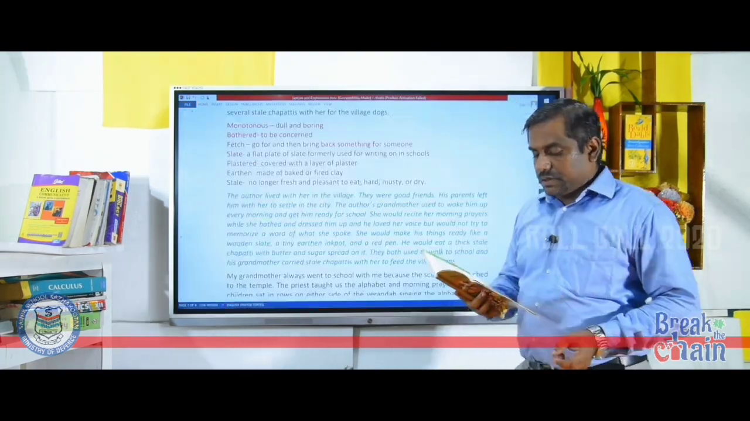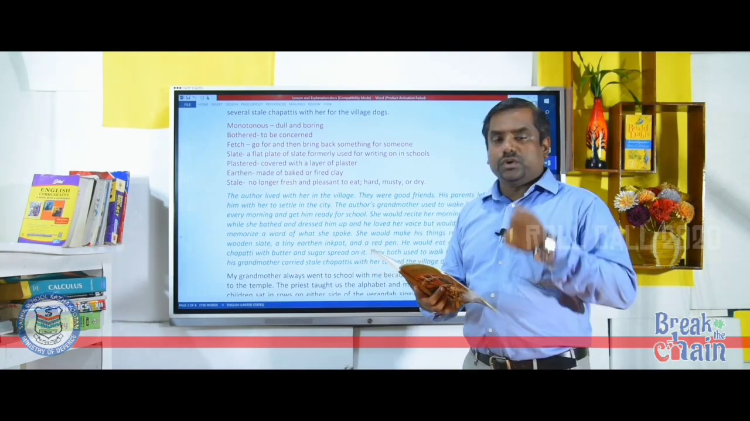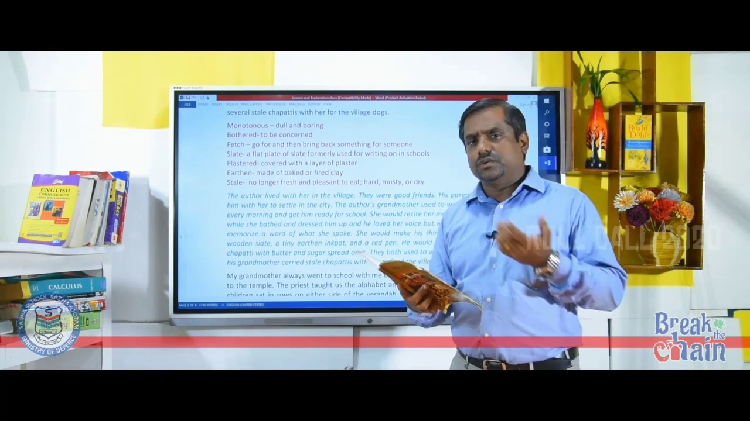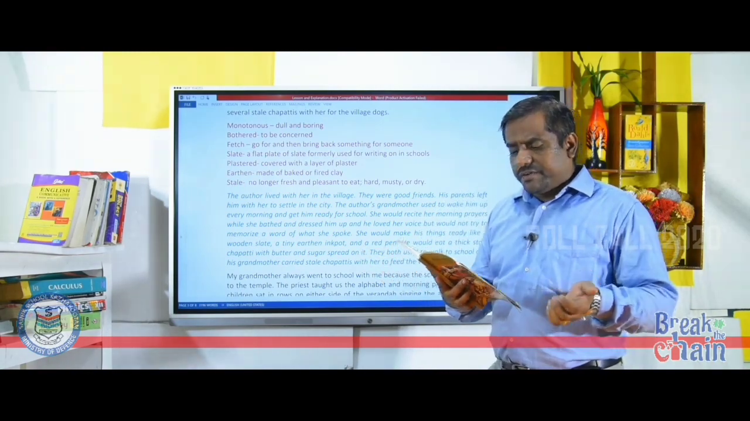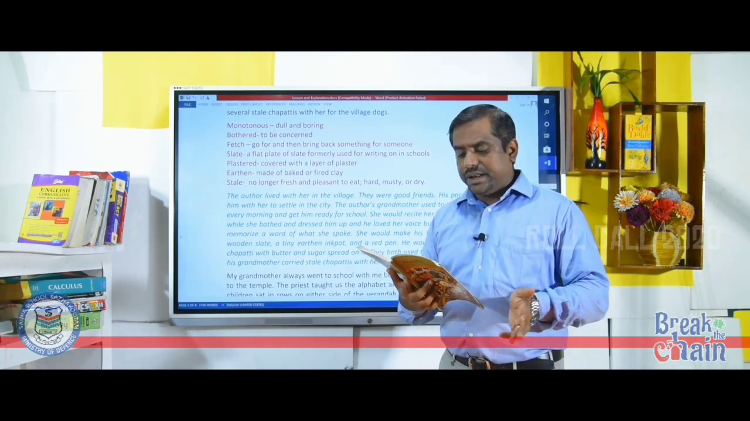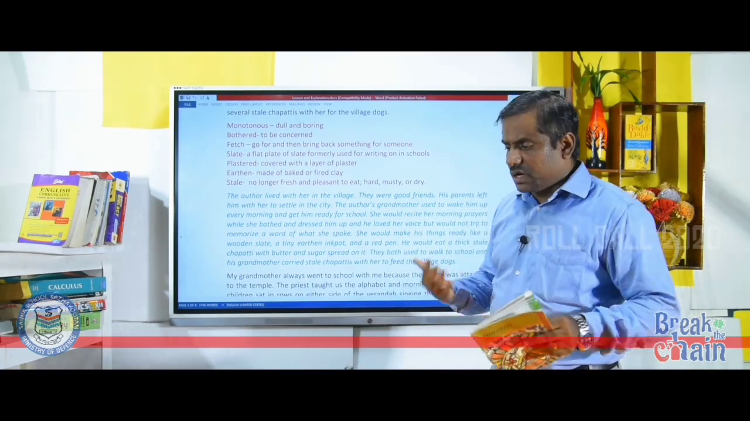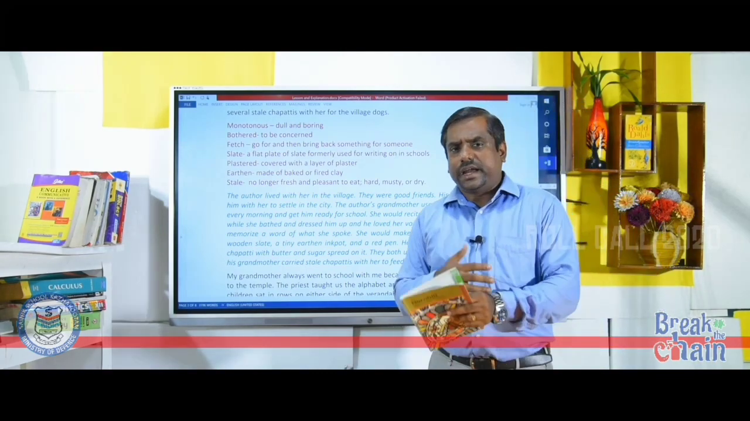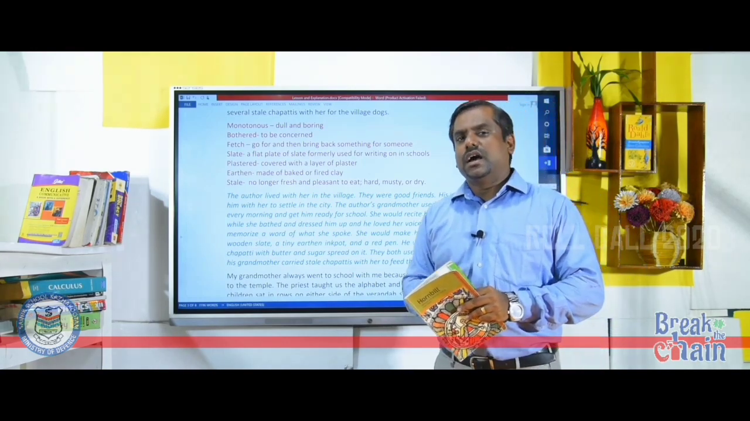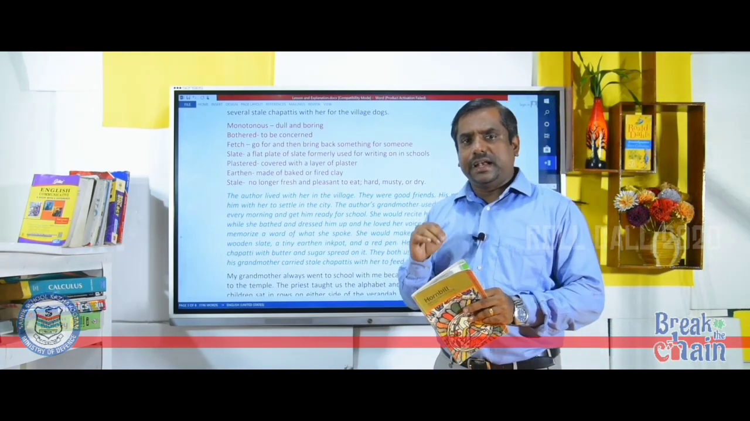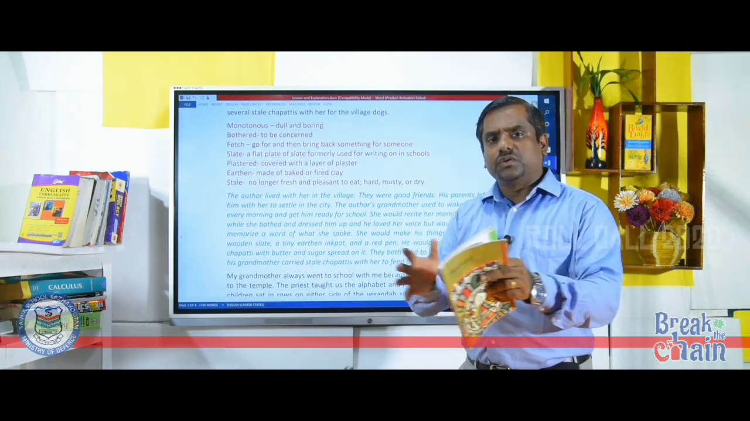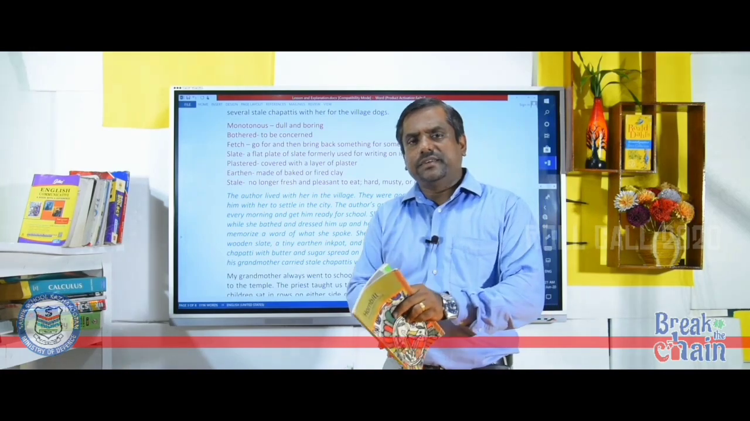So my grandmother and I were good friends. The writer, the narrator, the author, Khushwant Singh, and his grandmother were very good friends. His parents had left him with her when they had gone to live in the city, and they were constantly together. So that is how a very strong relationship gets developed between Khushwant Singh and his grandmother.